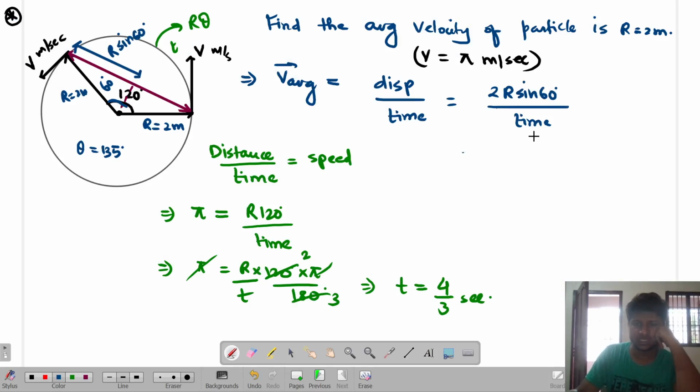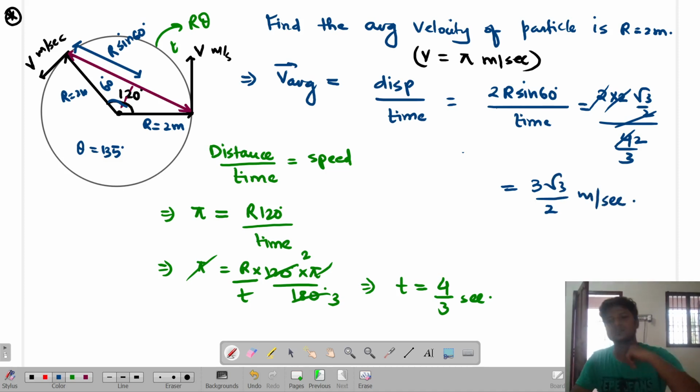Time I got, that is 4 by 3, and 2r sine 60 I am following. So 2r sine 60, put the values: 2 r is 2, sine 60 is root 3 by 2, divided by time, you got 4 by 3. 2 2 cancel, 2 2s are 4. This 3 will go up, so it becomes 3 root 3 by 2 meter per second. That's your answer.